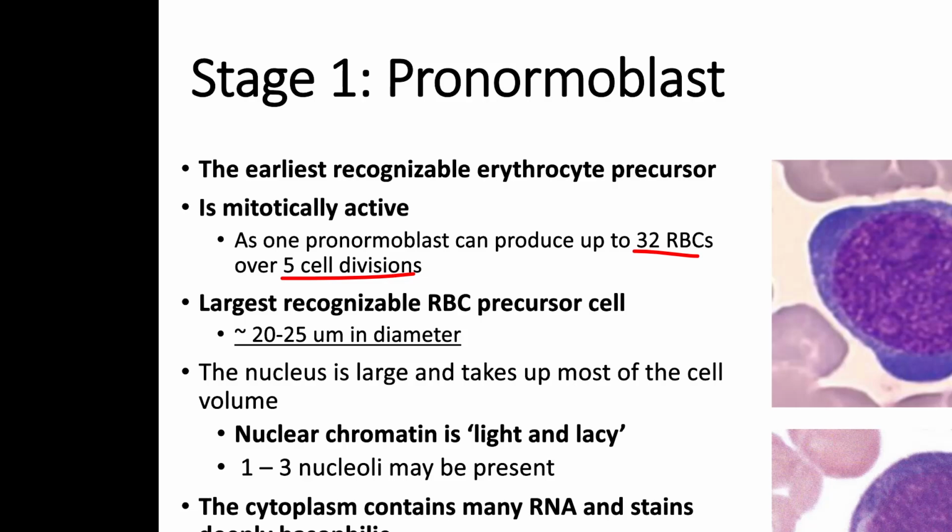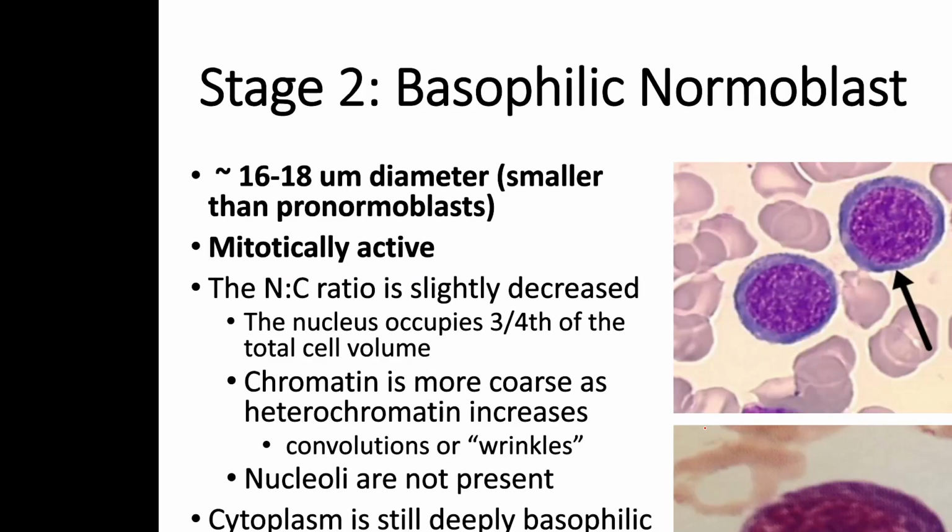So the cytoplasm is also very deeply blue because of the amount of RNA that's inside. And again, we're having a very high N:C ratio. At this point, we don't have any hemoglobin or barely any hemoglobin, and you really should not be finding this in the peripheral smear. These should only be found in the bone marrow.